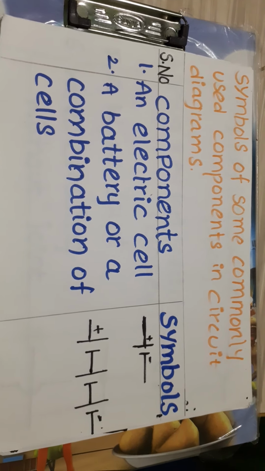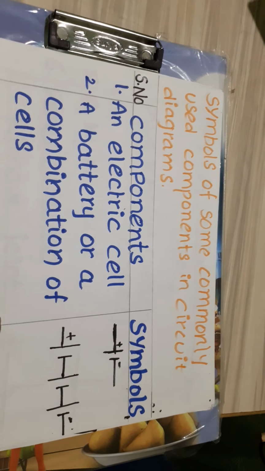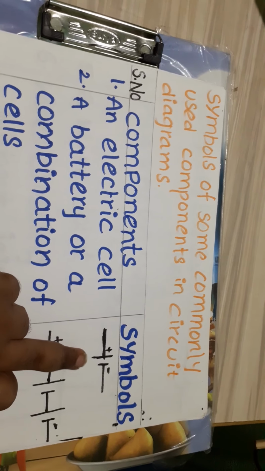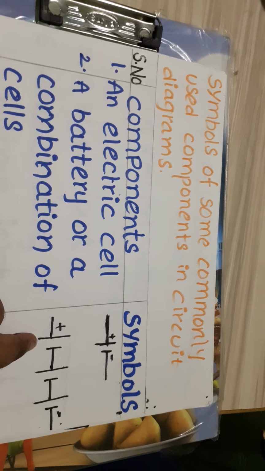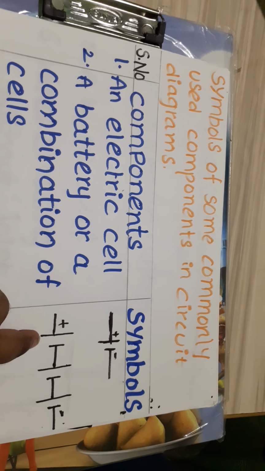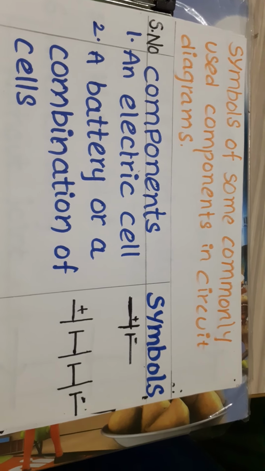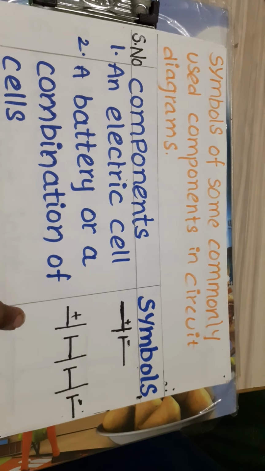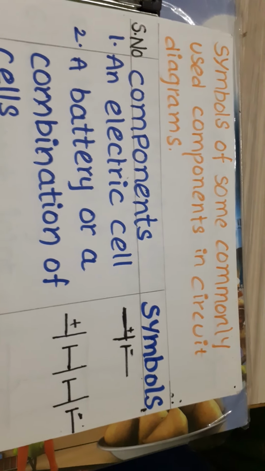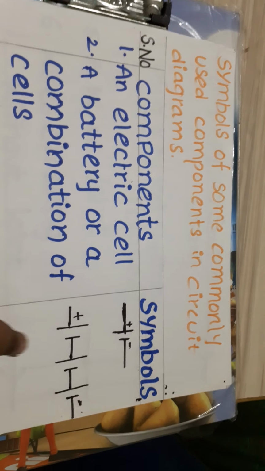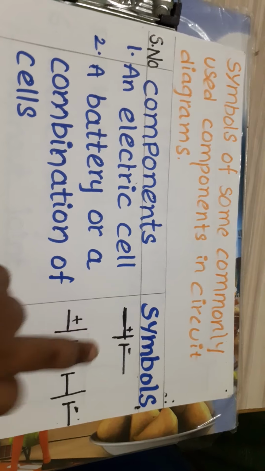Battery. A battery is also called a combination of cells. The first component we see here is one cell. Combination means we take a number of cells connected in series combination. Series combination means connected one by one, side by side. So positive, negative, this is the symbol of the battery, and this is the symbol of the cell.